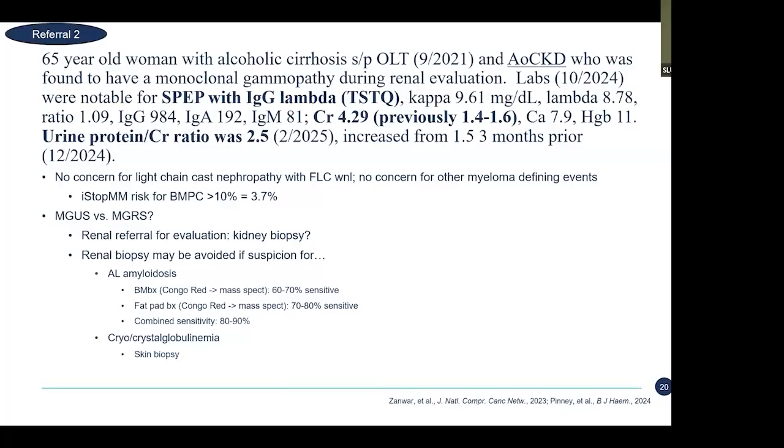The only time that a kidney biopsy can be avoided for suspicion of MGRS is for AL amyloidosis, where we could get pathologic confirmation on fat pad biopsy or bone marrow biopsy, or cryo or crystal globulin anemia, where we could get skin biopsies. Otherwise, really, we're looking at the kidney biopsy. So this person that had a lambda monoclonal protein that was too small to quantify and proteinuria that was pretty rapidly progressive didn't end up having AL amyloidosis.